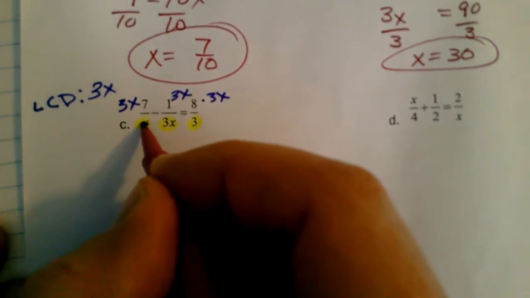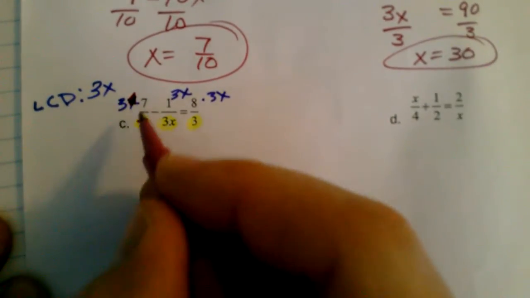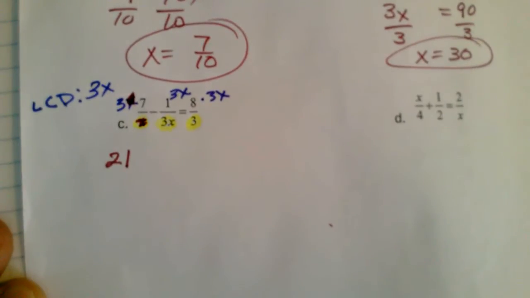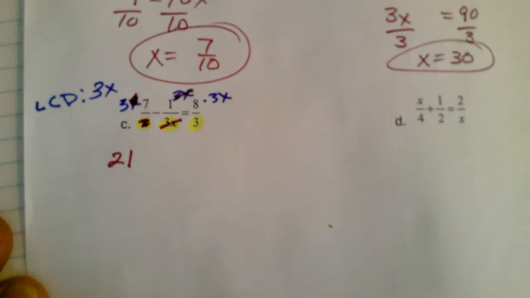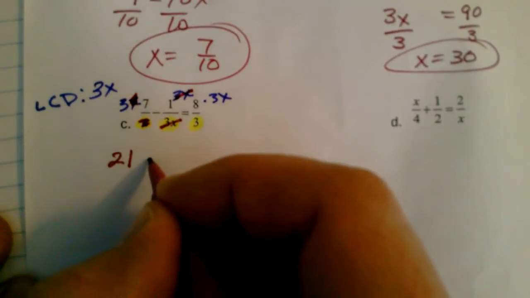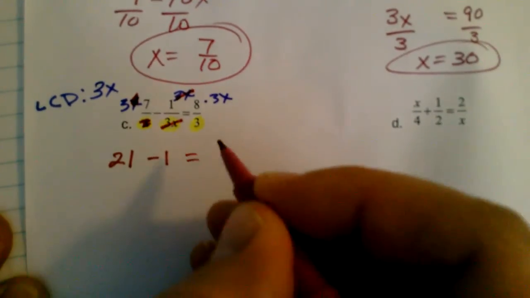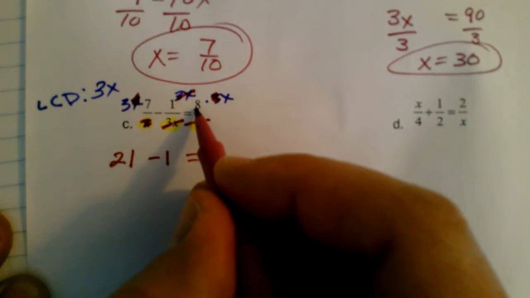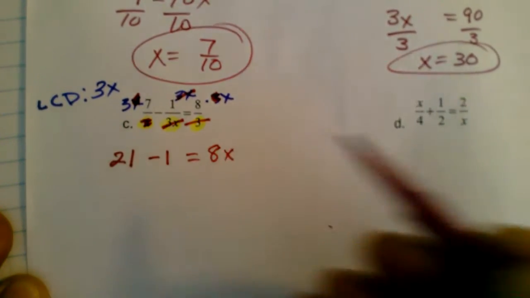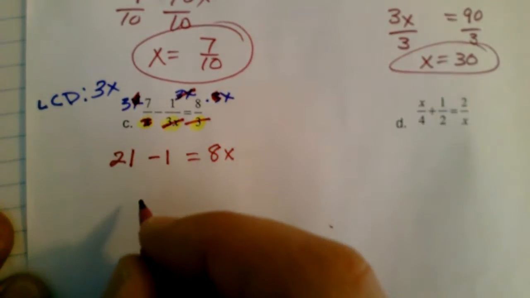So 3x divided by x, the x's cross out. And now we get 3 times 7 is 21. Here, the 3x divided by 3x completely reduces and leaves me with a negative 1. And then last but not least, that's equal to the 3's reduce. And now I get equals 8 times x, which is 8x. So we simplify. We know 21 minus 1 is 20.